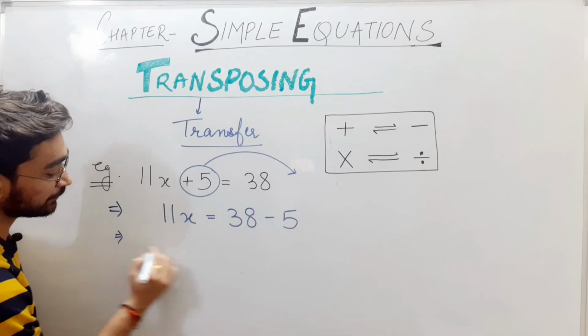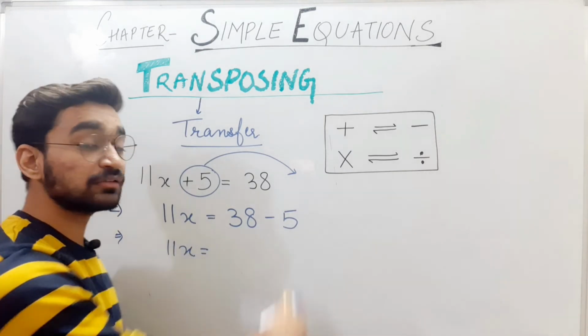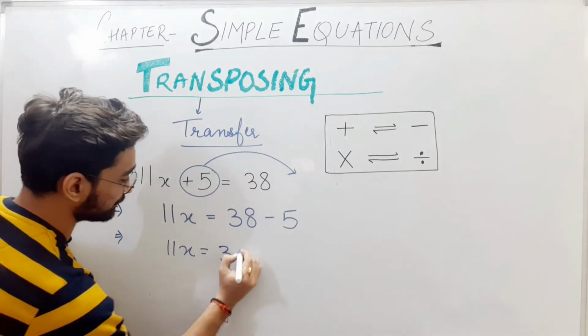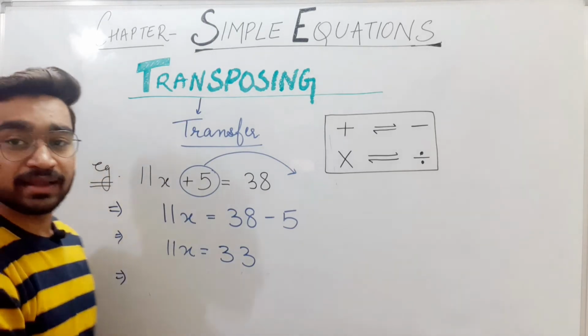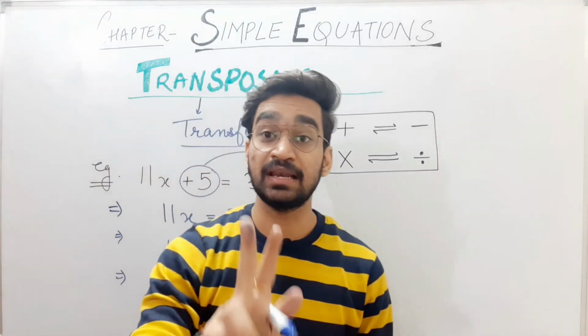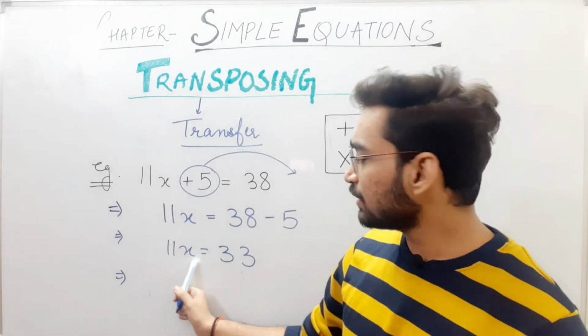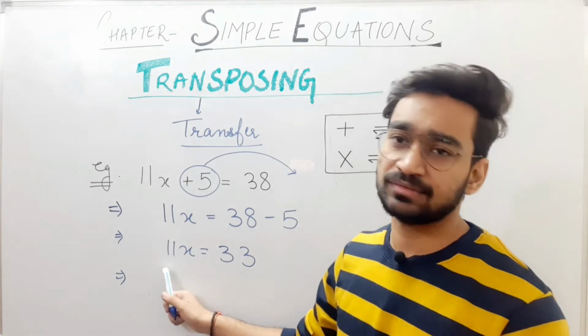Now let us solve it. 11x = 38 - 5. How much? Very good, 33. Then we know that 11x means 11 into x. Now there is no other number to shift from one side to the other, only 11 is left.